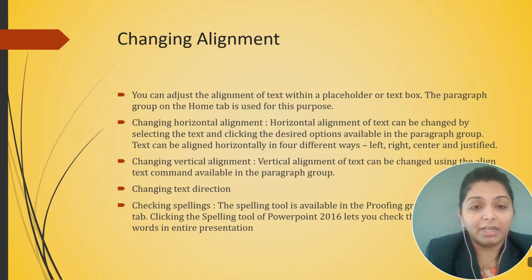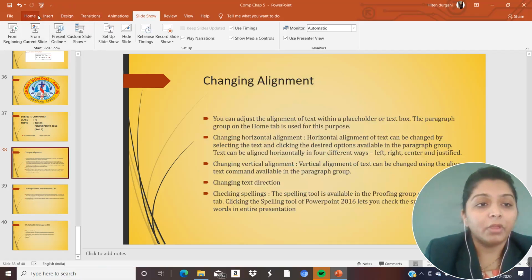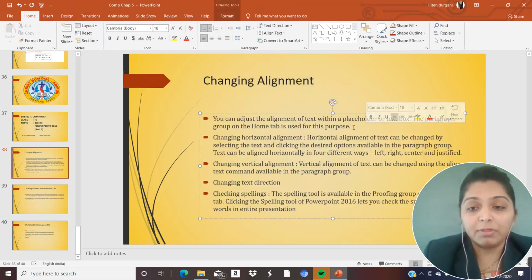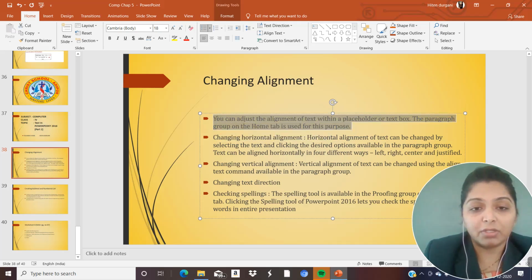Come on dear children, let's see. So here is our home tab. To change the alignment, first we have to select the text. Suppose I am selecting this first point. Then here are the four options which I have. This is left alignment, this is center alignment, this is right alignment, and this is justify alignment.